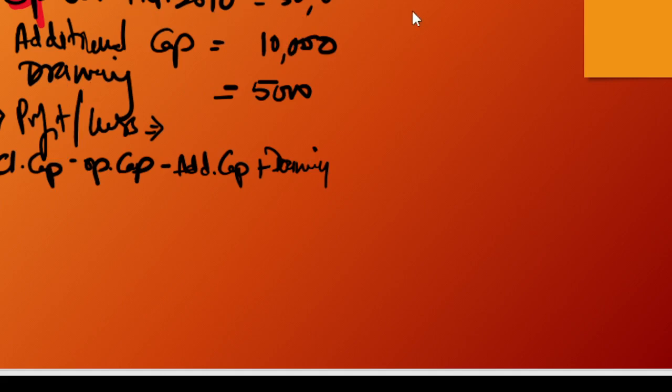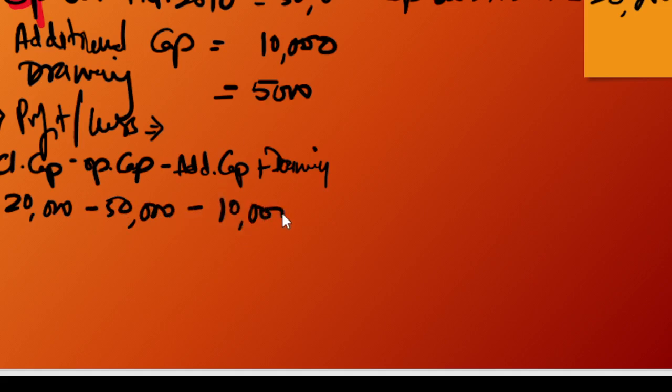Suppose capital on 31st March 2011 is 20,000. So closing capital is 20,000. Opening capital is 50,000. Then additional capital is 10,000, and drawing is plus 5,000. By solving this, you will be able to find out your profit or loss.